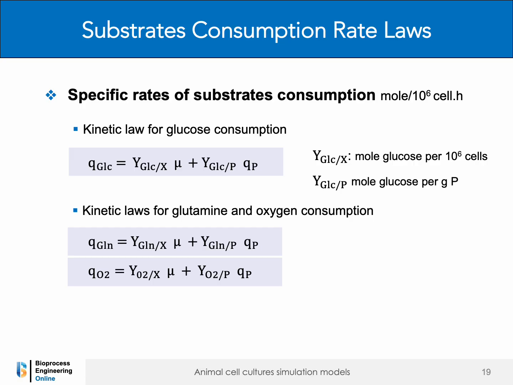Similar kinetic expressions are used for the specific glutamine consumption rate QGLN and the specific oxygen consumption rate QO2, each including contributions from cell growth and recombinant protein production.